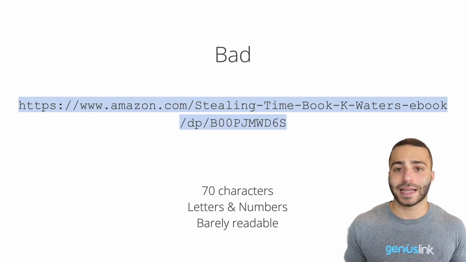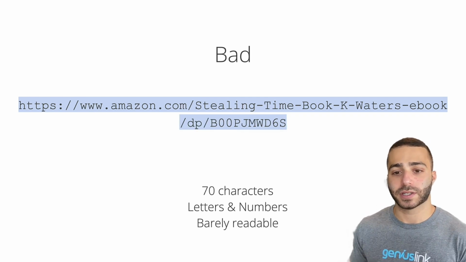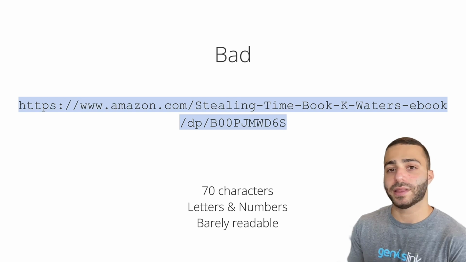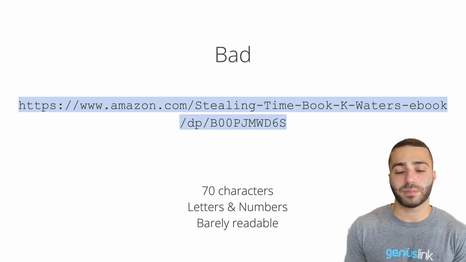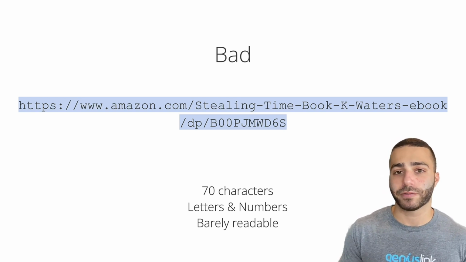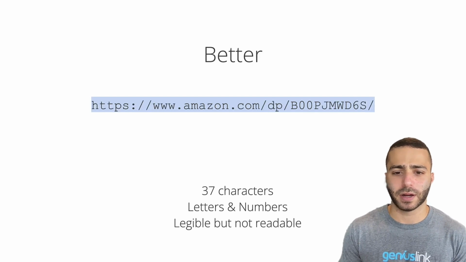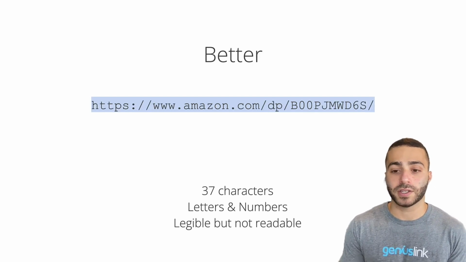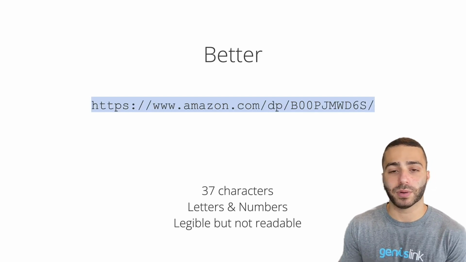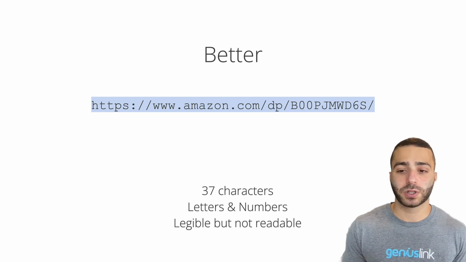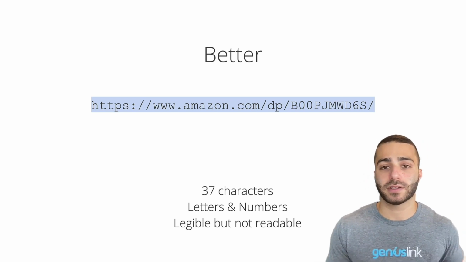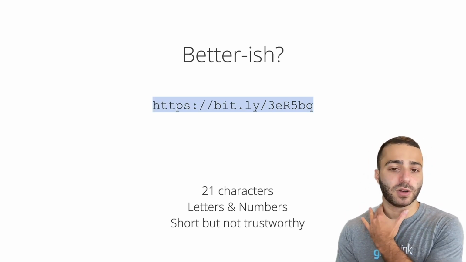Moving on, you could condense this book link by taking off all those extra sequences and just have the title and the ASIN. However, still, this is a pretty long link. It's 70 characters. It's not really readable, and there's a bunch of letters and numbers. What you could do from there is just simply share the Amazon link with the book's ASIN on it. This is much shorter, but again, people don't know which book they're headed to. There's no descriptive text here, and it's still pretty long.